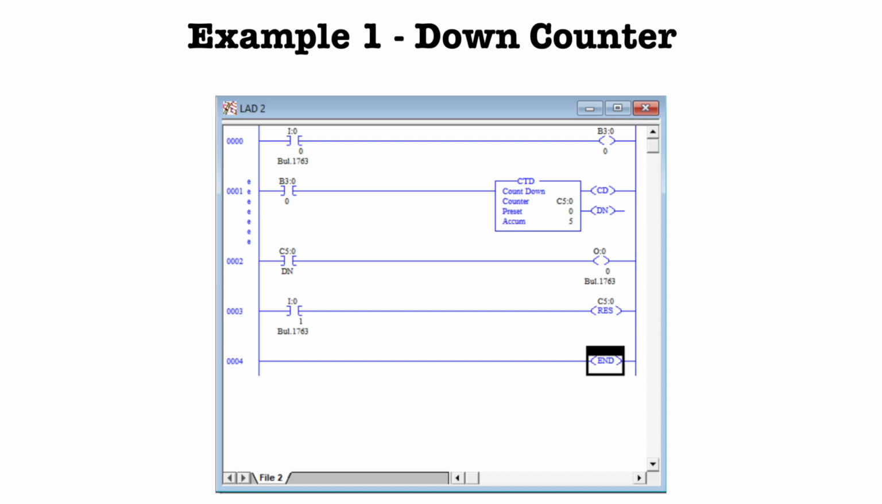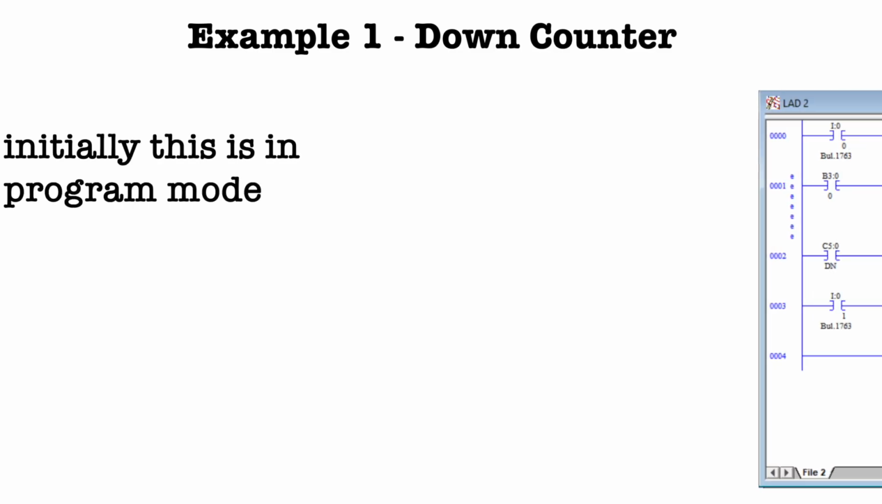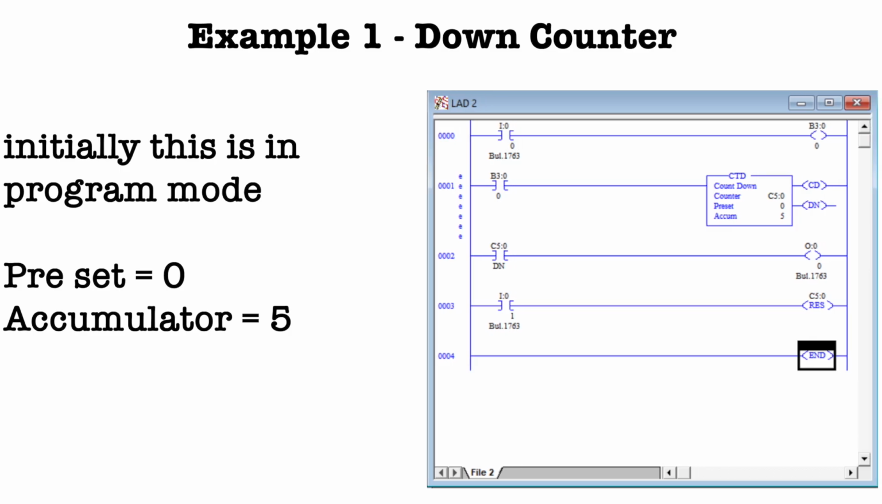In the third rung, you can see the done bit of the counter is connected to the output, and the output address is O:0/0. And in the last rung, I am using another switch to reset my counter. The address of that switch is I:0/1, and the reset bit address is the same as the down counter address, that is C5:0. This diagram is in program mode, right? In this case, preset is 0 and accumulator value is 5.